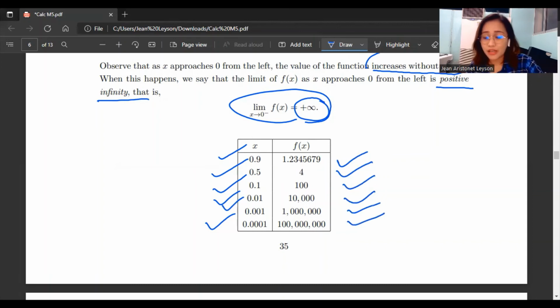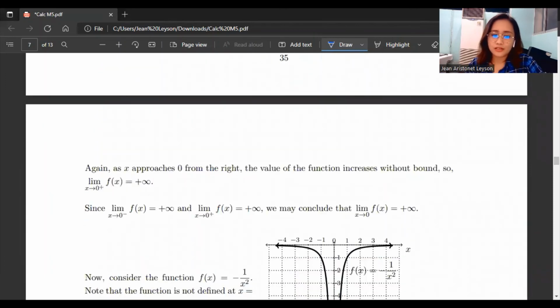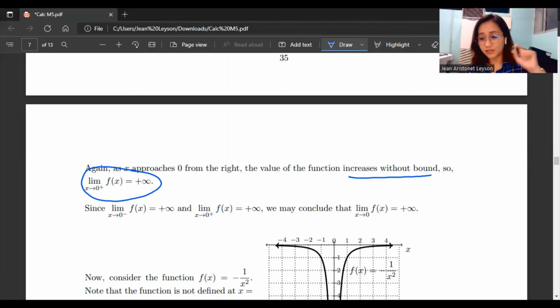So still the same thing with the values from the left. The values tend to get larger and larger. Again, as x approaches 0 from the right, the value of the function increases without bound. And so the limit of the function as x approaches 0 from the right, again, that plus sign right there indicates that the values are from the right side, is also positive infinity.